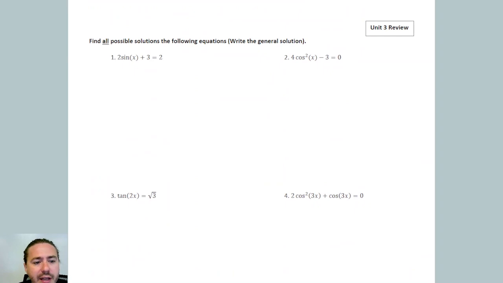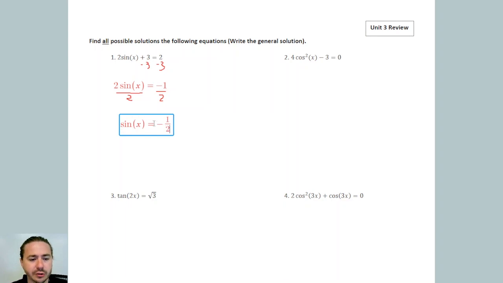We've got 2 sine x plus 3 equals 2. So the first thing we want to do here is subtract 3 from both sides. And so that's going to give me 2 sine x equals negative 1. Then I'm going to divide both sides by 2. Show my little work here, divide by 2. So that means I'll have sine of x equals negative 1 half.